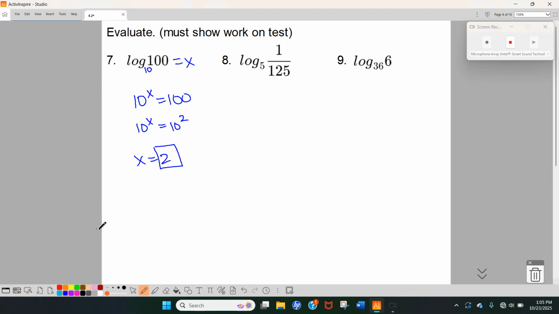And up here, make sure you read this. You have to show work on a test. So even though this is pretty obvious that it's 2, once you understand the concept, you have to show work or they won't let me give you your points.